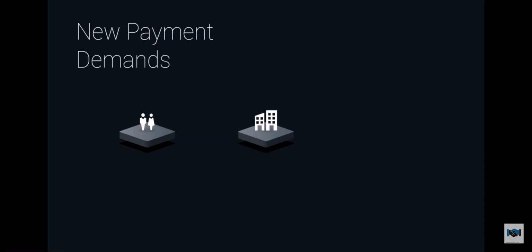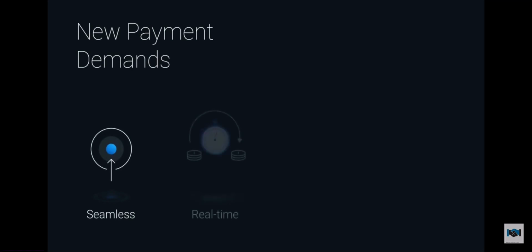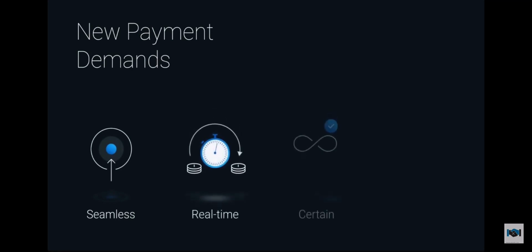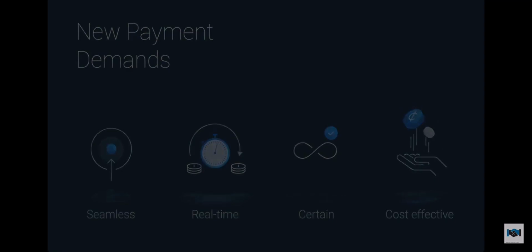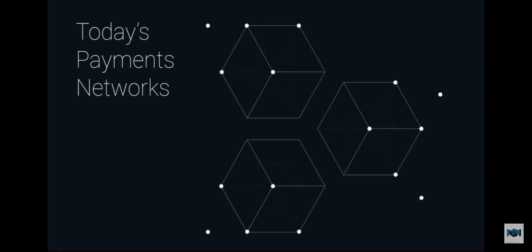Across retail, SME, and corporate customers, as well as the emerging wave of platform-based businesses, they are demanding global transactions that are seamless, real-time, certain, and cost-effective. Yet today's global transactions fall far short of those expectations. That's because the current payments infrastructure is a patchwork of centralized networks, legacy technology, and different payment rails.